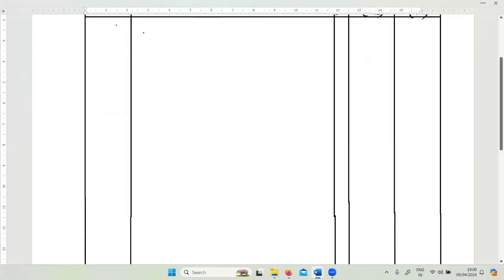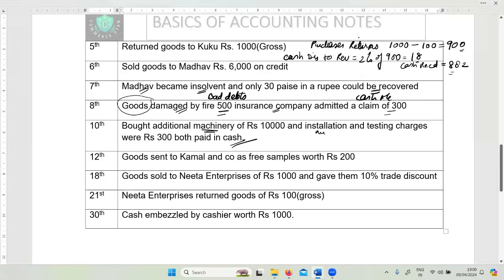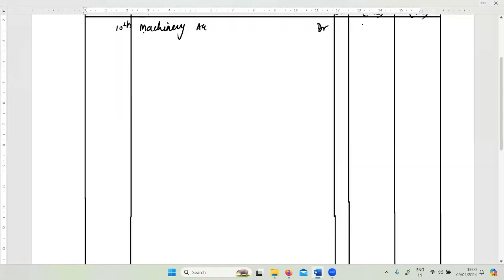So on 10th, we have machinery account debit. Machinery account is debit. Amount will not be just 10,000, but it will be 10,300 because you are paying for installation and testing. To cash account, 10,300. In brackets, write down being machinery purchased and installation paid.